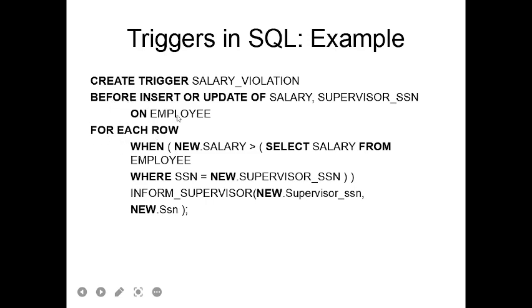For each row, we need to check when new.salary is greater than... So what do we need to check? The employee's salary should not be greater than the supervisor's or manager's salary. So new.salary is greater than: we need to select salary from employee, where the condition is SSN equal to new.supervisor_SSN. There we take the supervisor's salary, and we need to check whether new.salary is greater than the supervisor's salary.